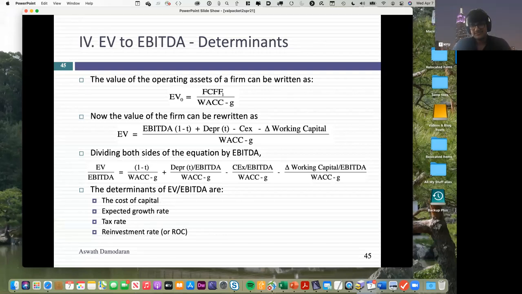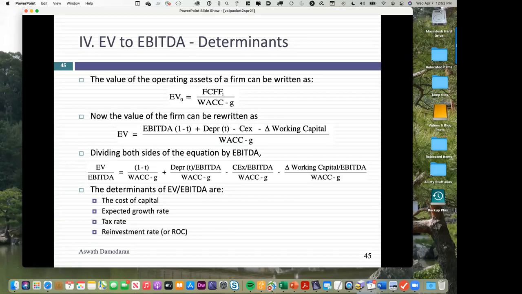Think of an extreme scenario where your tax rate is 100%. I know it sounds absurd. How much would you pay for a company where the government takes away all your earnings? Nothing. The tax rate matters because EBITDA is a pre-tax number. So basically the first variable that drives EV to EBITDA is your tax rate. Higher tax rate companies have lower EV to EBITDA multiples.